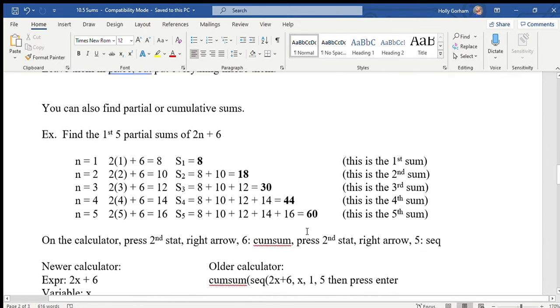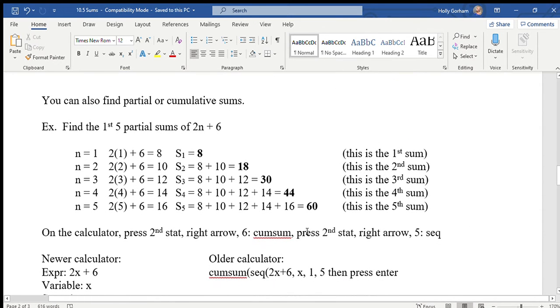Now you can also find what's called partial or cumulative sums. Cumulative means it accumulates, like you keep adding to it. So the idea would be that if I said find the first 5 partial sums of 2n plus 6, what you do is you plug in 1 to the formula. So you'd have 2 times 1 plus 6, which is 8. Therefore, your sum is just 8 for the first sum.